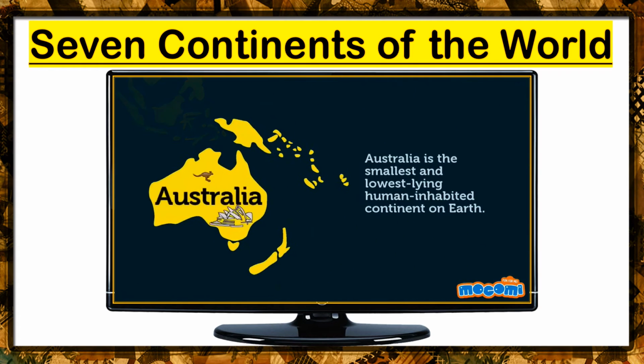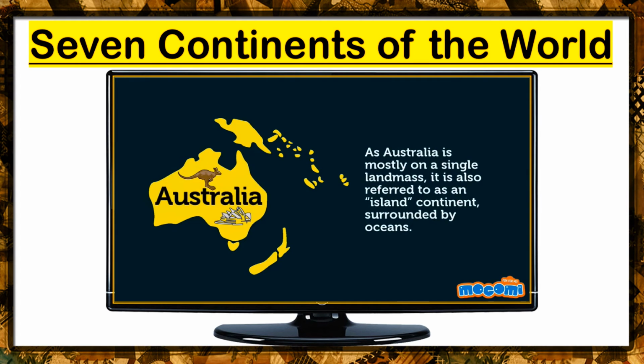Australia is the smallest and lowest lying human-inhabited continent on Earth. As it is mostly on a single landmass, it is also referred to as an island continent surrounded by oceans.